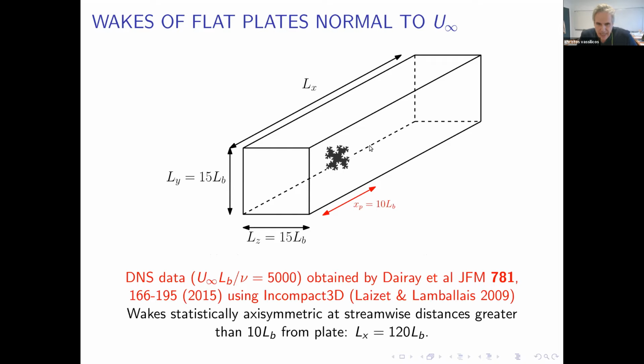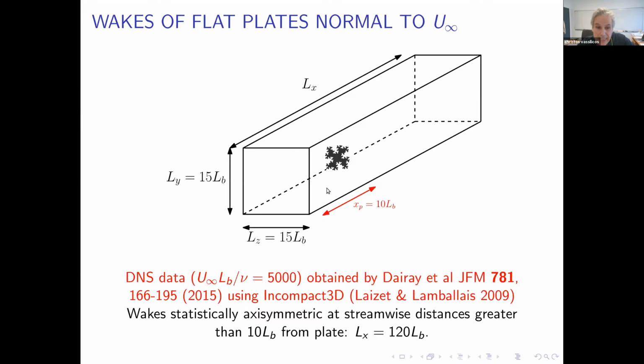So I start with the study of the turbulent, non-turbulent interface, and I'm using some DNS data which were obtained in a paper by Derre et al., using the Incompact3D code developed partly at Imperial and partly in Poitiers by Sylvain Lézé, who joined Imperial in 2006, and Derek Lamballé. I will not dwell on the details of this particular plate and so forth. The shape of it is not for today's talk. This was done for something different.